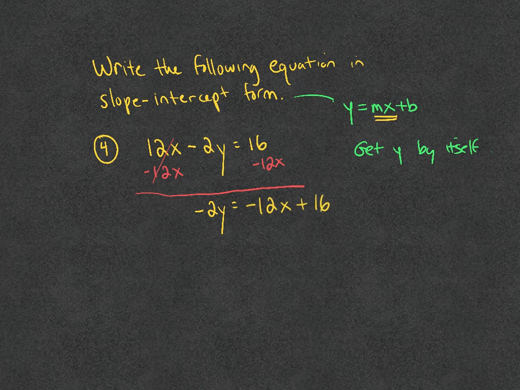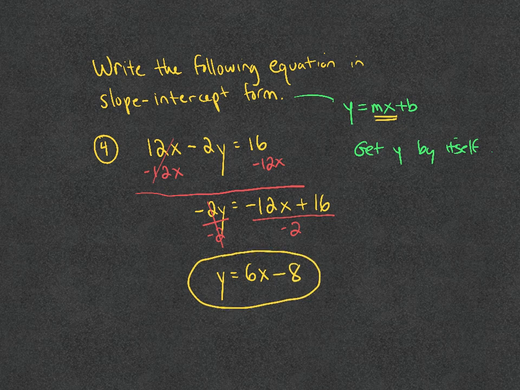And then continuing to get y by itself, we're going to divide by negative 2. And make sure you divide the entire right side by negative 2 also. So the negative 2's cancel, and we get y equals, over here we've got negative 12 divided by negative 2. Negative divided by negative is a positive. 12 divided by 2 is 6 in front of the x. And then we've got the 16 divided by negative 2. Positive divided by negative is negative. 16 divided by 2 is 8. So now we've got y all by itself, and the x term is right after the equal sign.